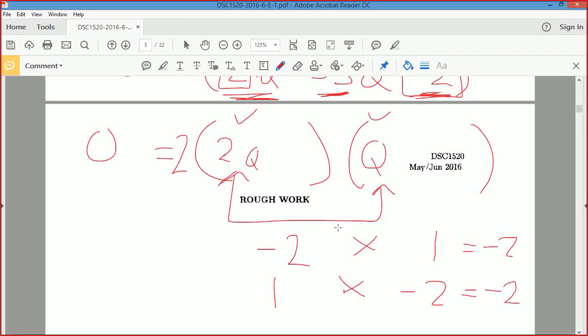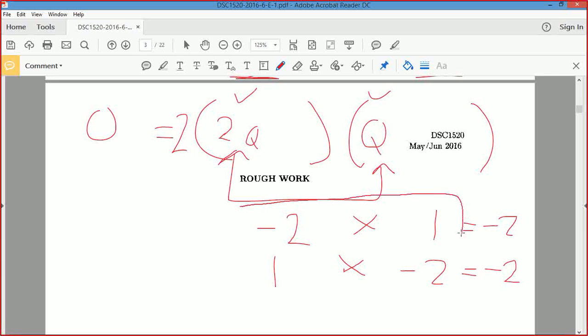Right, so I need to check. If I use the first one, 2q times 1 gives me 2q. Then I have minus 2 times q, which gives me minus 2q, so the total is 0. That doesn't work. So I have to use the other one, plus 1 and minus 2. That's going to work.